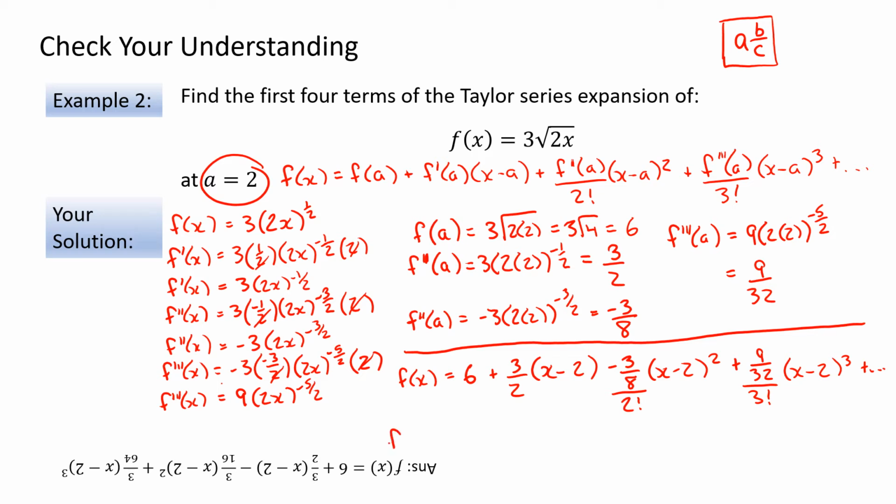Simplifying each of these, we get our final function is equal to 6 plus 3 over 2 x minus 2, minus 3 over 16 x minus 2 squared, plus 3 over 64 x minus 2 cubed. Again, use your calculator to solve those, or if you want to, you can write them as decimals. When I ask you to find the first 4 terms, that would be the kind of final answer I'm expecting. So we're not necessarily solving it and coming out to a number in these types of examples.